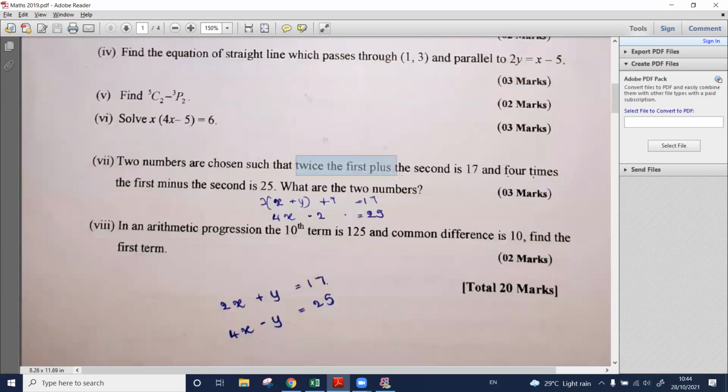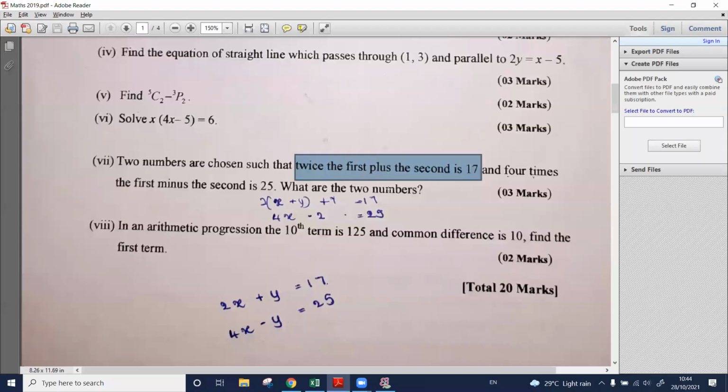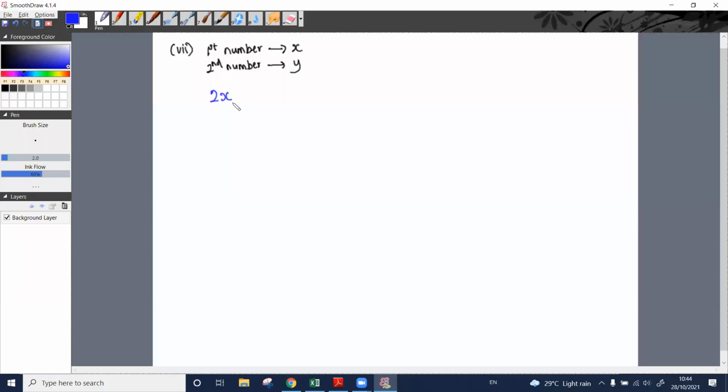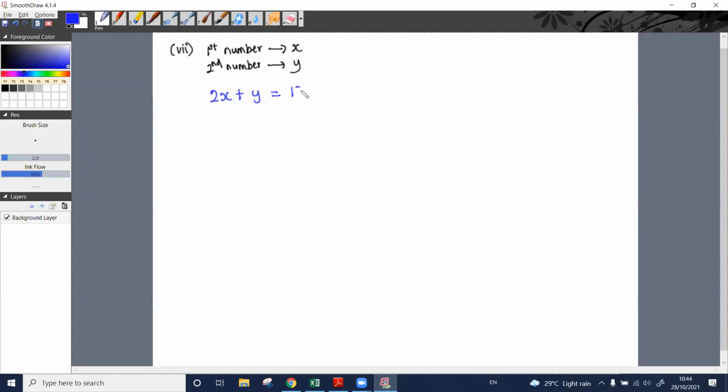Twice the first plus the second is 17. Twice the first, that means 2x. Twice the first plus the second, the second one is y, equals 17. So 2x plus y equals 17. This is the first equation that we can develop.